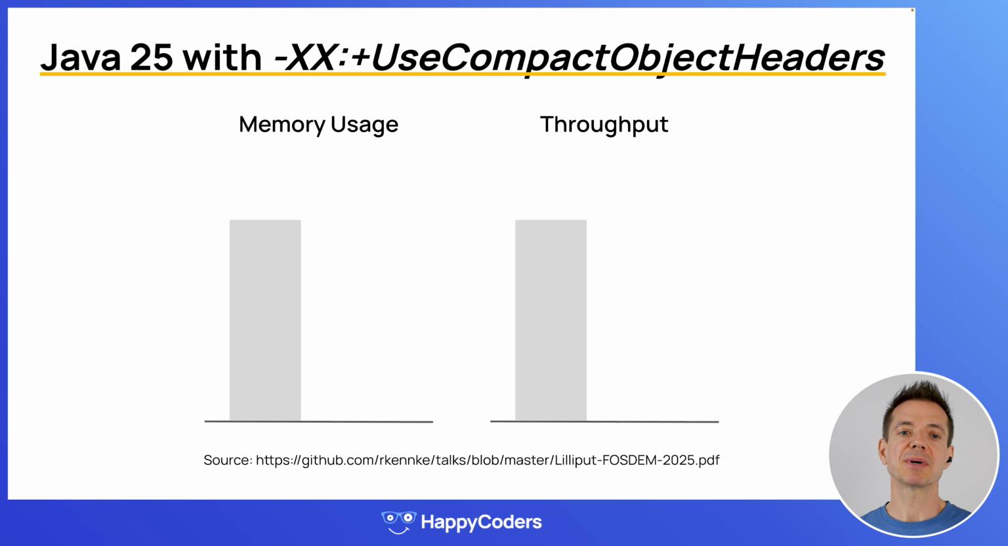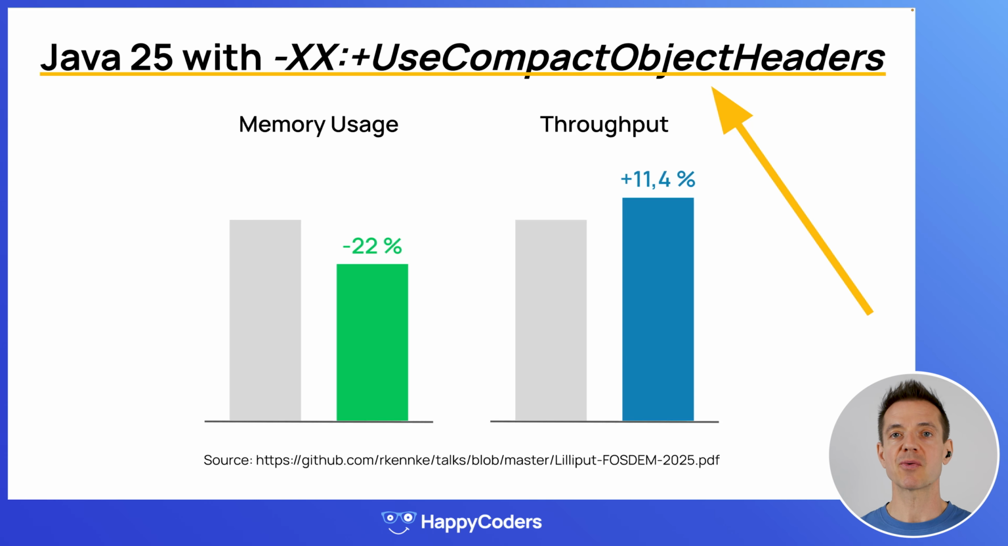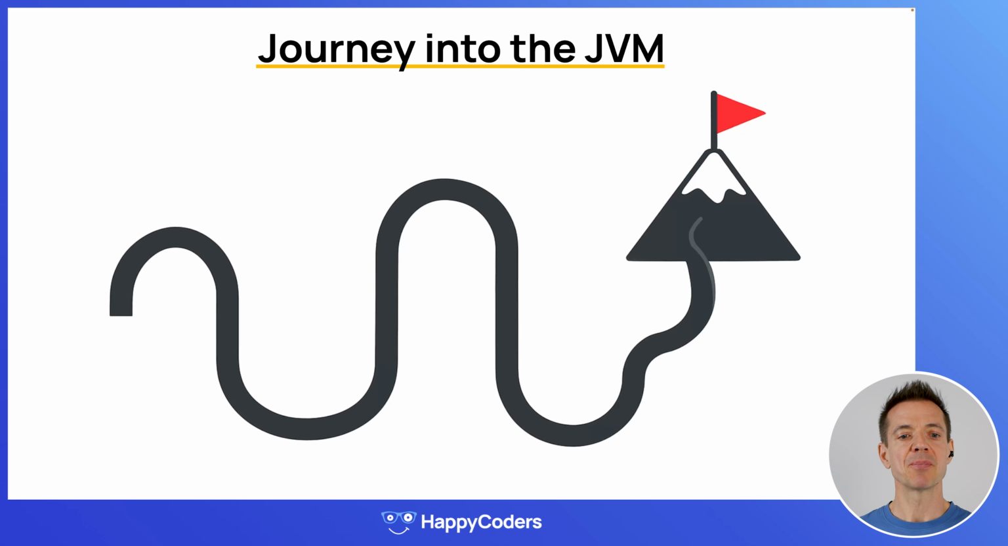A major tech company recently managed, simply by upgrading to Java 25 and by enabling this inconspicuous JVM option, to reduce the memory consumption of its Java landscape by 22% and increase throughput by 11%. To show you how this was possible, I'd like to take you on a journey today. A journey deep into the inner workings of the JVM.